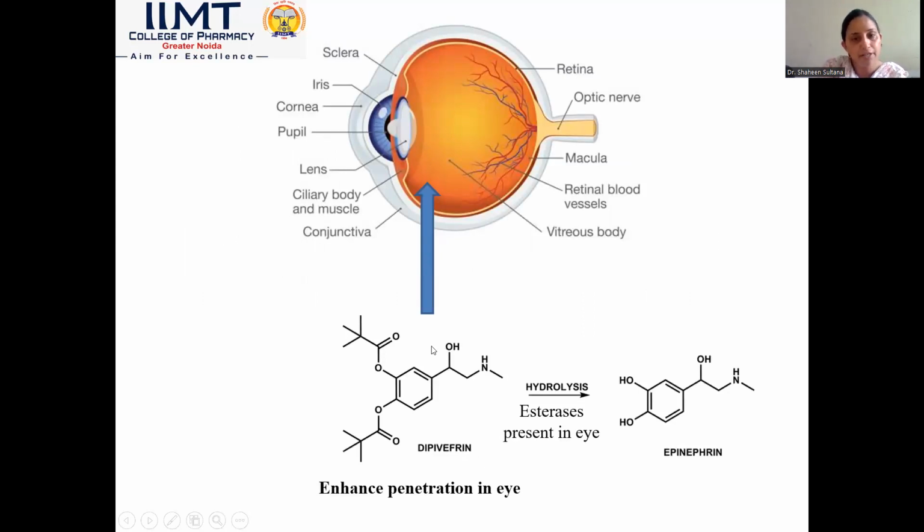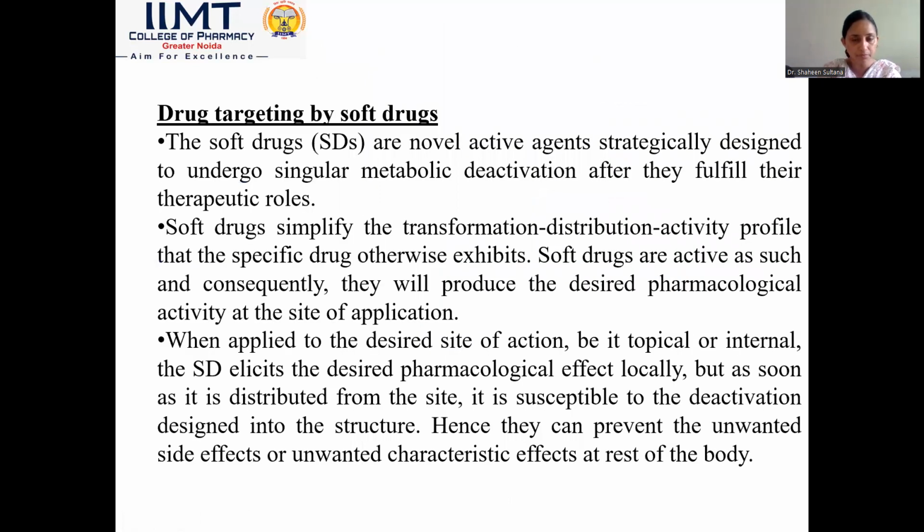You can see here in the diagram that this is the prodrug. Because of its lipophilic property, because of the ester product, it shows high penetration into the eye. Now inside the eye, there are esterases. These esterases hydrolyze the prodrug and release the active drug, which is epinephrine, and epinephrine shows the effect inside the eye.